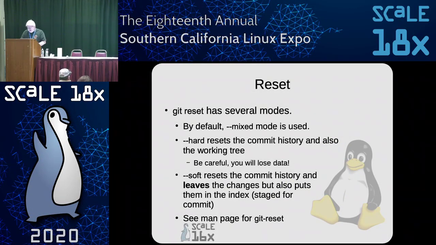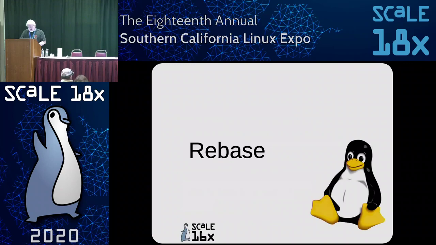There's also hard mode, which I call the nuclear option, because it resets the commit history, but also resets the working tree. And be very careful with this, because if you have any unsaved changes, it will wipe them out. Hence why I call it the nuclear option. There's also git reset soft, which resets the commit history, but it leaves the changes and puts them in the index, basically in the staging area. And the man page for git reset describes all of that in greater detail.